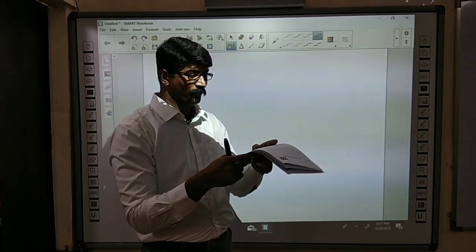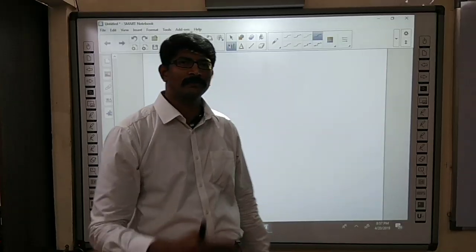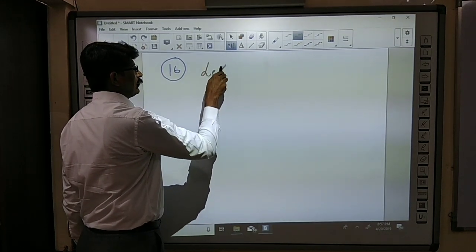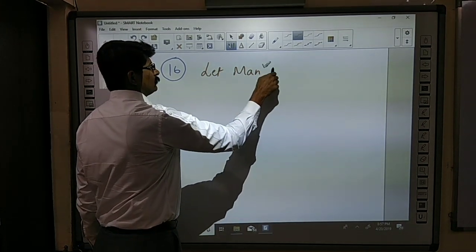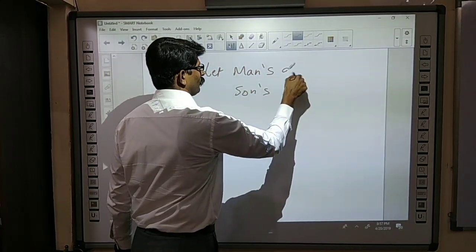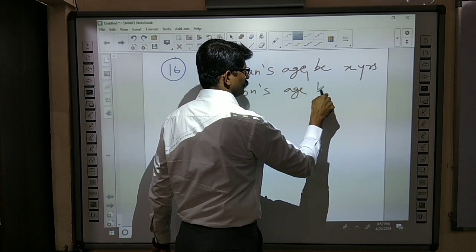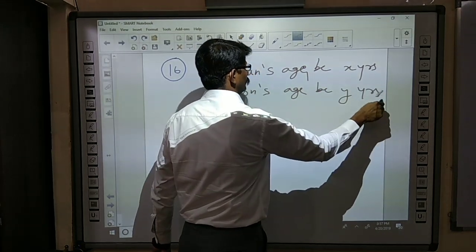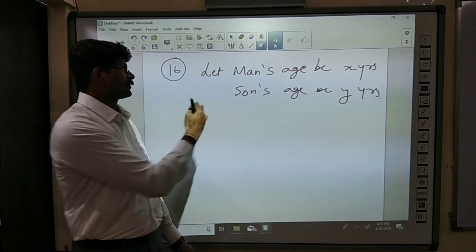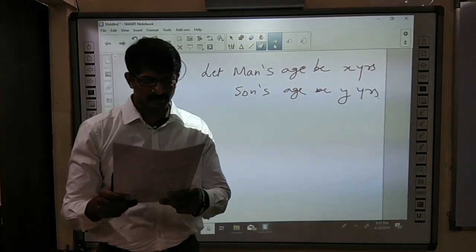And what the sum says? 5 years hence. So basically there are two people: one man and his son. So we'll first of all have to decide what their ages are. Let the man's present age be x years and the son's present age be y years.